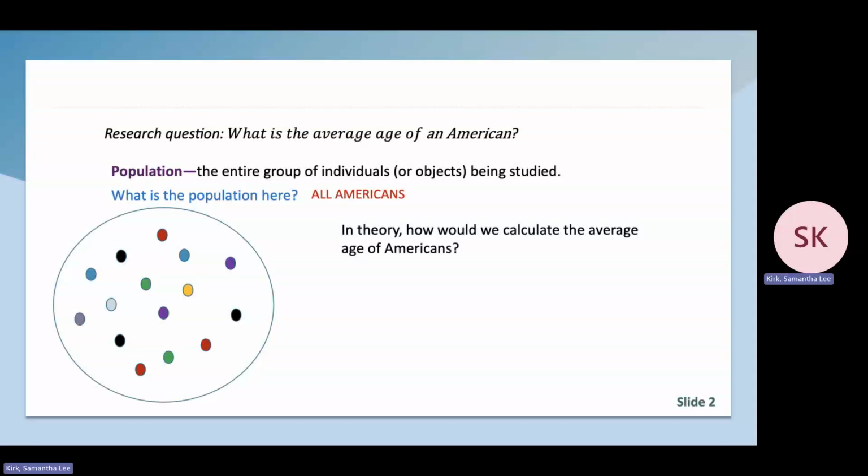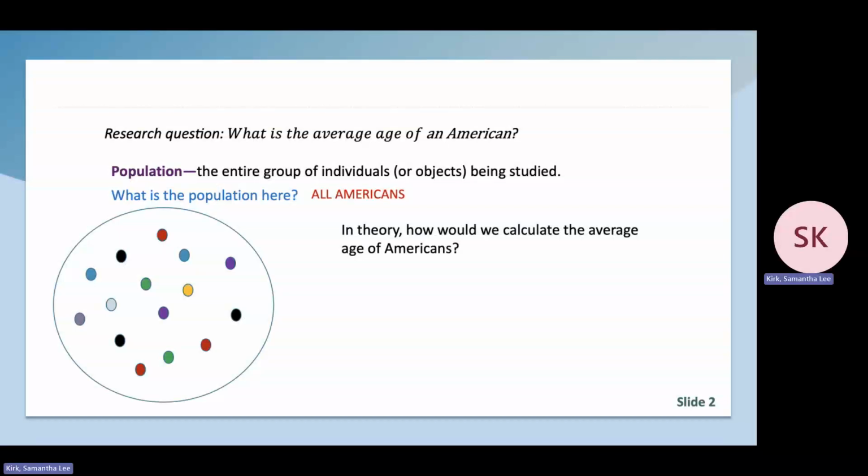Now, in theory, how could we calculate the average age of all Americans? Well, we would need to go around and ask every single person how old they are. So maybe we start with Tom. We say, how old are you? He says 37. And then we would need to make a spreadsheet or something, write it down somewhere to collect all of this data. Then we go to Susie, Jessica, and ask them their ages. And we would need to make a spreadsheet with about 340 million entries, all of them being ages.